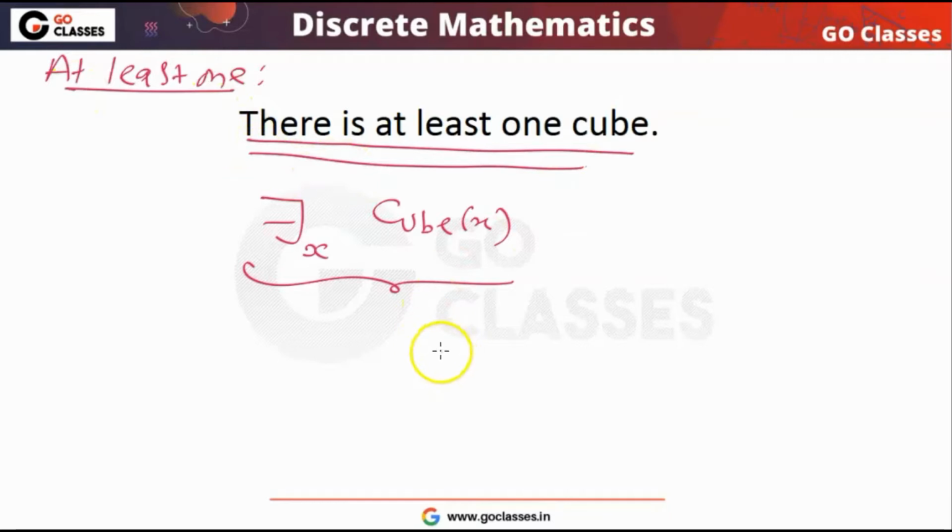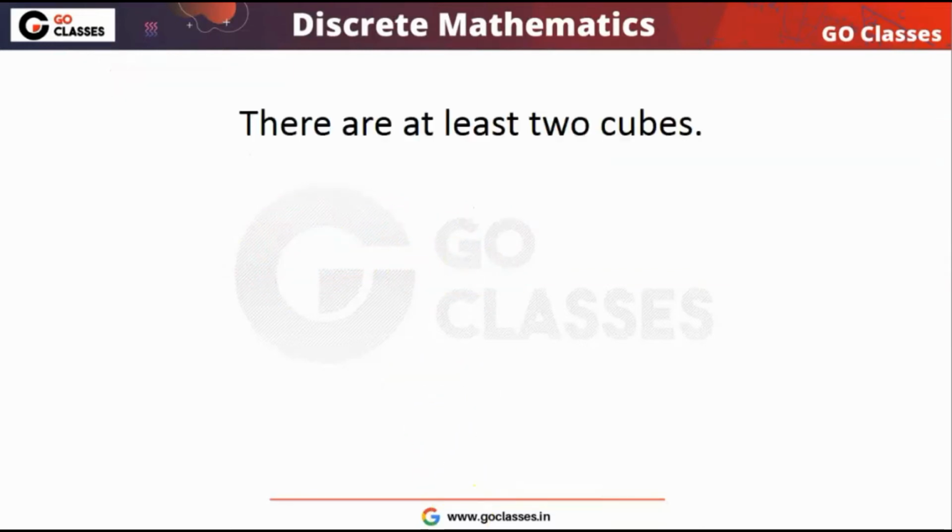So how can I write it? Very simple. There exists x which is a cube. So it means there exists at least one cube. Correct? Let's see next. There are at least two cubes. Okay, there are at least two cubes. It means there must be at least two different cubes.